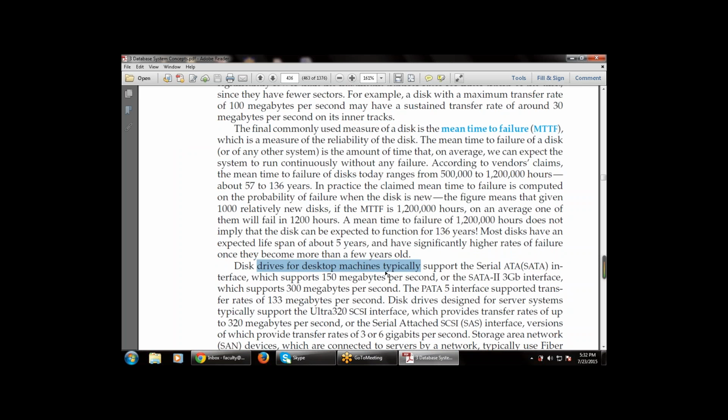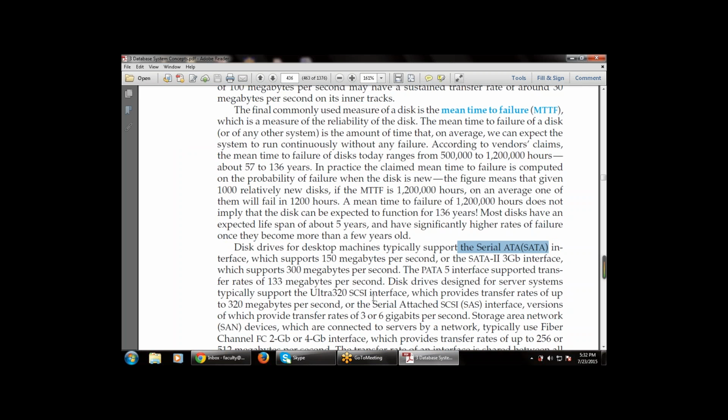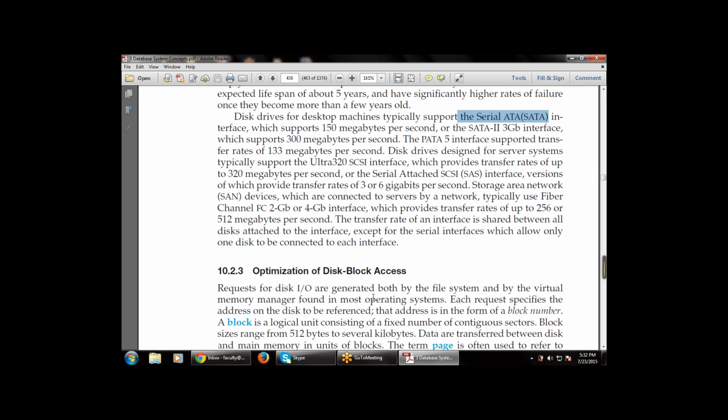Disk drives for desktop machines typically support a SATA, that is a serial ATA interface, which supports 150 megabytes per second. There is also SATA 2, that is a 3 GB interface.